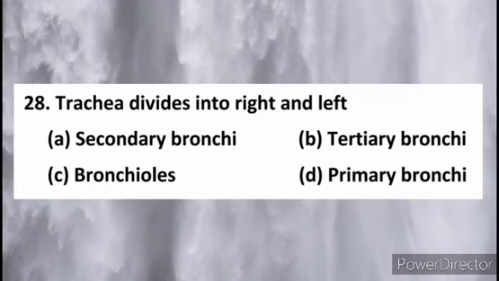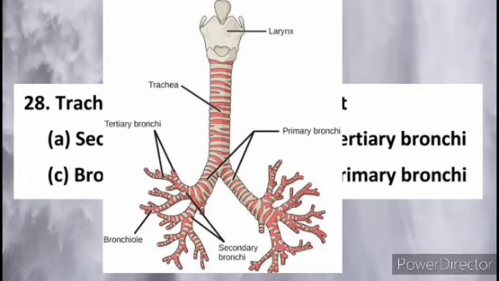Question number 28. Trachea divides into right and left dash. Trachea, which is also known as windpipe, divides into right and left branch called primary bronchi. The primary bronchi again give off some branches called secondary bronchi, which also give branches called tertiary bronchi, and this tertiary bronchi give off into bronchioles, and the bronchioles also give off, and finally at the end of the bronchioles there is a presence of tiny air sacs called alveoli.